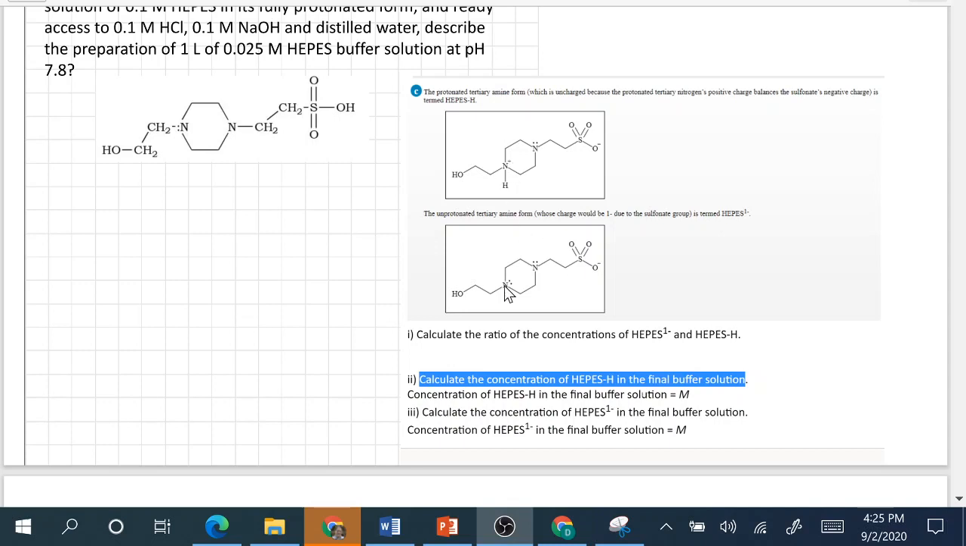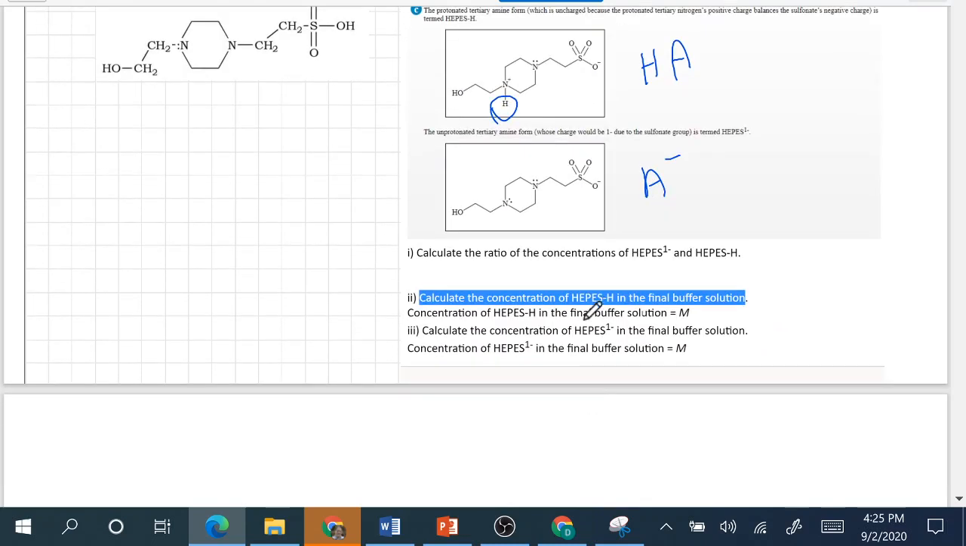So this is actually our HA that we talked about in the previous video in our buffer solution, with a pKa of 7.55. This is the pKa of this hydrogen here, and this is our A minus. Okay, so we can use the Henderson-Hasselbalch equation to calculate these. So calculate the concentration of HEPES H in the buffer solution and calculate the HEPES -1 in the buffer solution. First we've got to calculate the ratio of the concentrations of HEPES -1 and HEPES H.